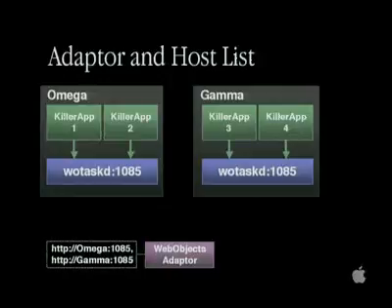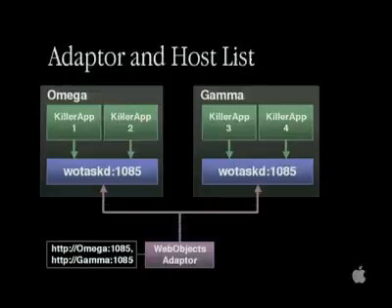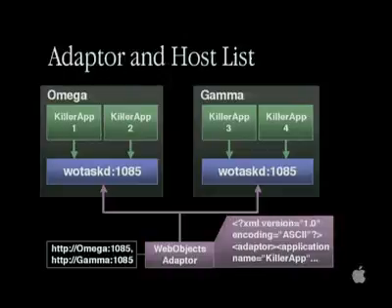WebObjects adapter, within 10 seconds, we'll look at its configuration and see that it's configured for host list. It's supposed to talk to host Omega and Gamma on port 1085. So it sends out two separate requests to each host. Here it's drawn as one request, but it's actually two. So it asks each WOTASTI what application instances are running on your machine. They respond back, and the WebObjects adapter then builds a list of the known application instances.